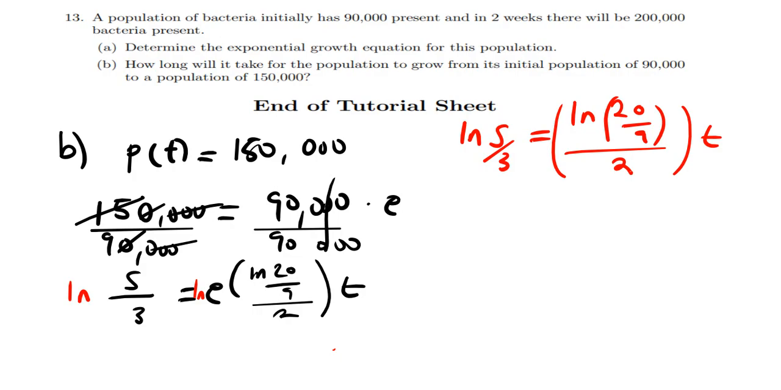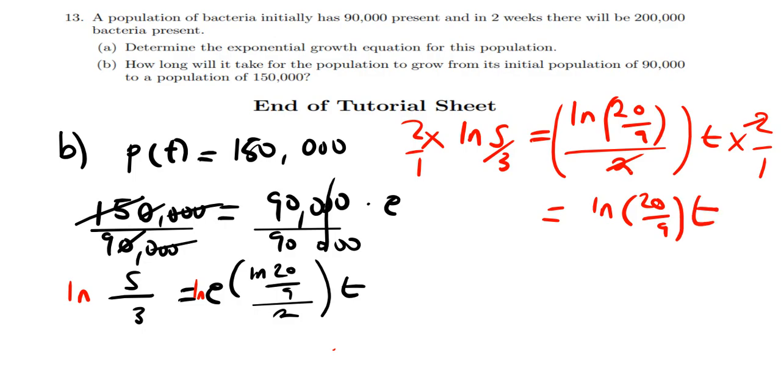So for us to find t, what do we do first? Let me first cancel the 2. I don't want this 2, so I can multiply by 2 over 1 on both sides, so that this 2 and this 2 cancel. Therefore I'm going to have natural log of 20 over 9, then there's t this side. This side, when the 2 multiplies with that, I'm going to have 2 natural log of 5 over 3.